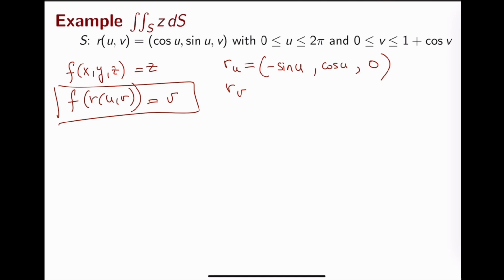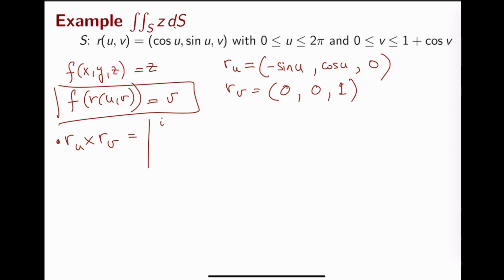And the derivative with respect to v of each of the components is as follows. Derivative with respect to v here is just 0, it does not depend on v. Derivative with respect to v here is also 0, and derivative with respect to v here is 1. So we have the two vectors that we need in order to calculate the cross product, which we need in order to calculate its magnitude afterwards.